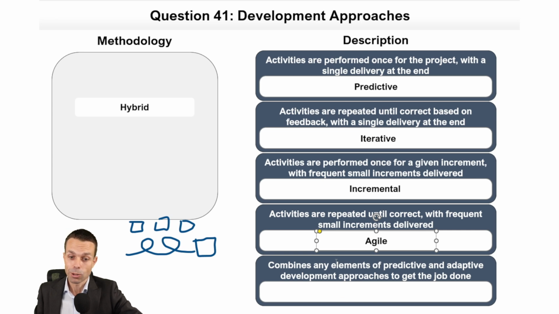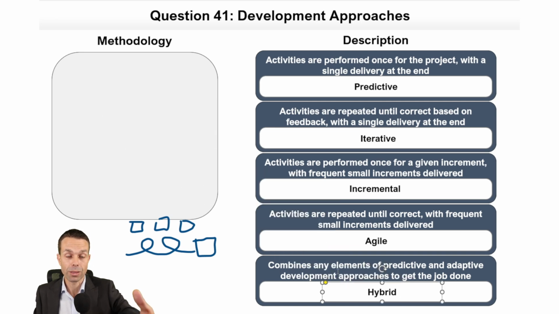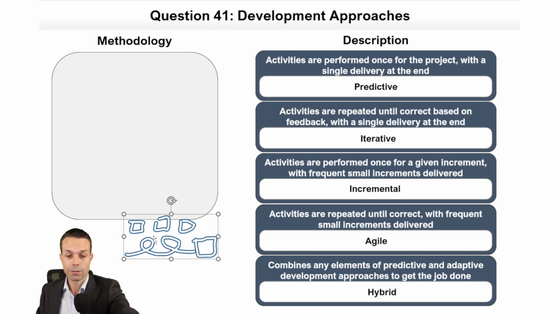And lastly, combines any elements of predictive and adaptive development approaches to get the job done. That's our hybrid approach, and that could be using a waterfall method with Kanban boards and information radiators, or it could be doing an Agile method with proper sponsor approval and change control. Depending on how you want to swing it, there's many different ways to look at it.